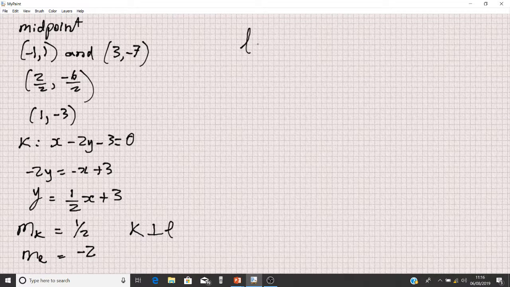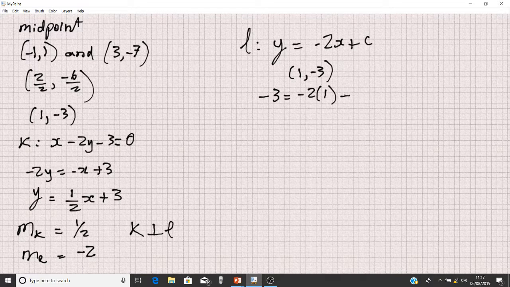Okay, I'll continue up at the top on the right hand side. So the equation of L that we're looking for is y equals -2x plus some value c. And we know it passes through that midpoint of the 2 points that we were given. So it passes through (1, -3). So sub in: -3 equals -2 times 1 plus c. We have negative 2 on the left, so bring it across to the right, c equals negative 1. So now the equation of L is y equals negative 2x minus 1.